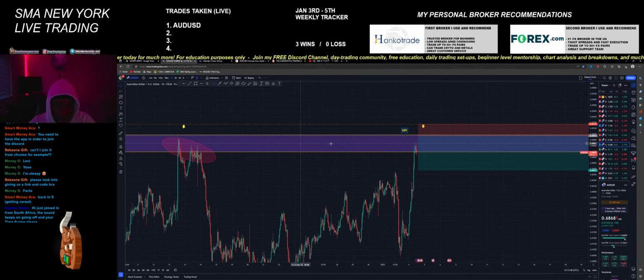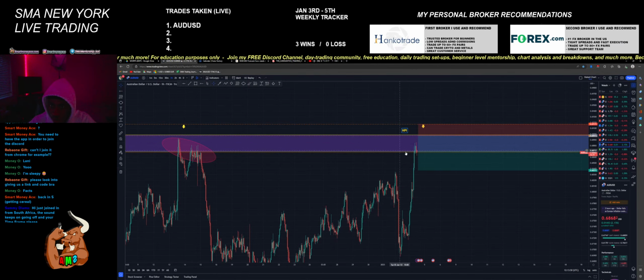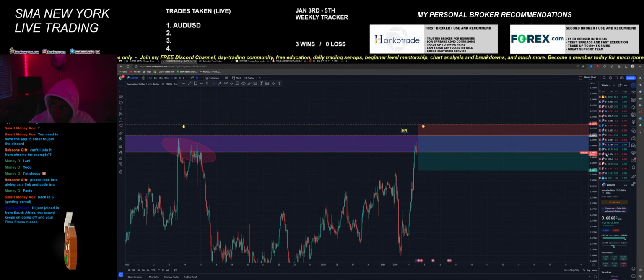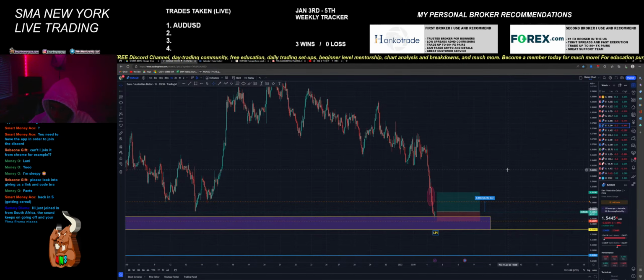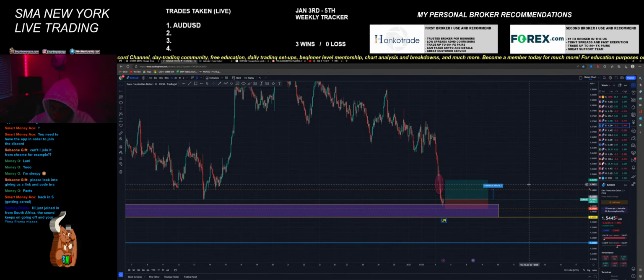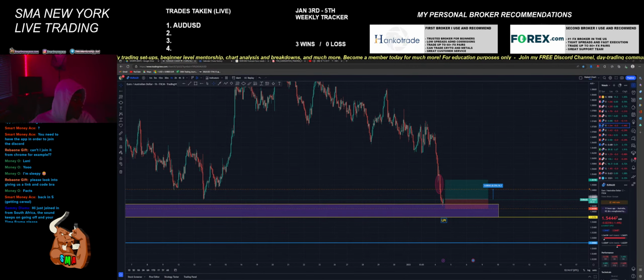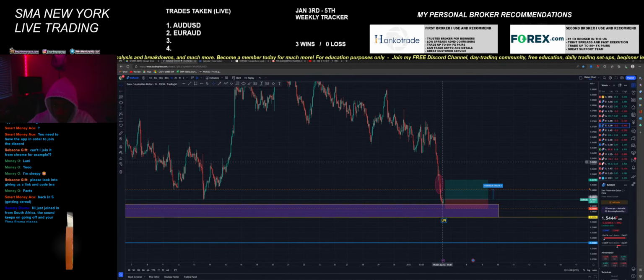In AUD USD, if it has a close below the zone, then we can find a sell entry in the next two at 7:30. If not, we'll just start the class. And what is this? Euro AUD. Let me go ahead and update that real quick. Euro AUD. I think we should be good.